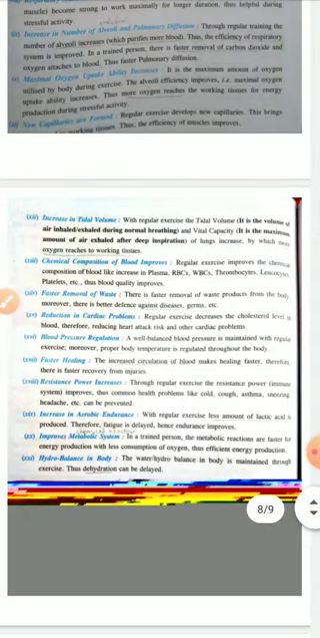Increase in tidal volume. With regular exercise, the tidal volume and vital capacity of the lungs increase. Tidal volume means the amount of air inhaled or exhaled during normal breathing. Normal breathing mein how much air is inhaled or exhaled. And vital capacity is the maximum amount of air exhaled after a deep inspiration. Ekdam deep inspiration karne ke baad how much maximum amount of air is exhaled. With the help of exercise, our tidal volume will be increased. Therefore, more oxygen reaches the working tissue.